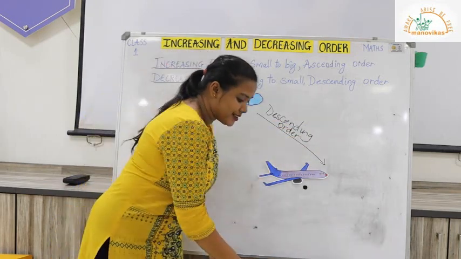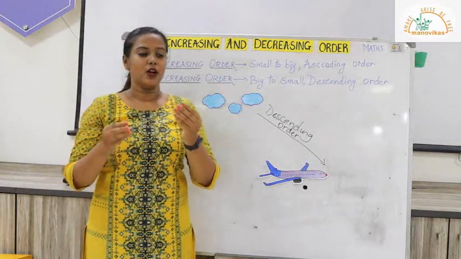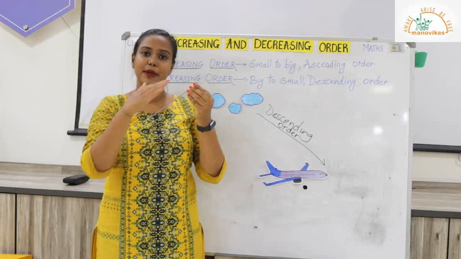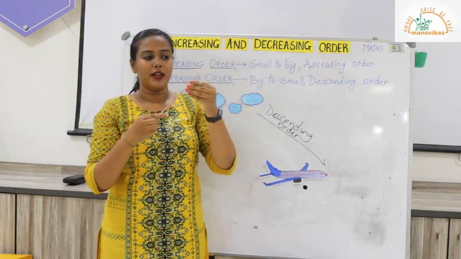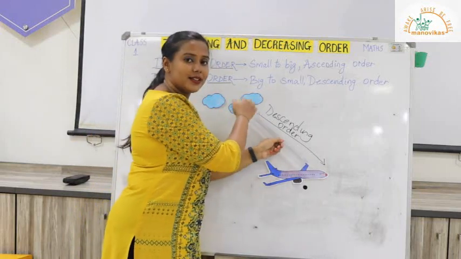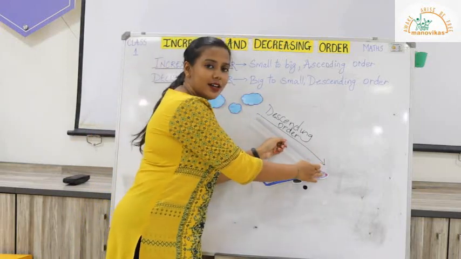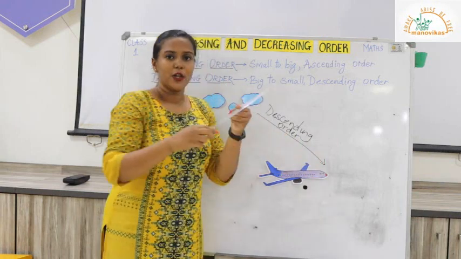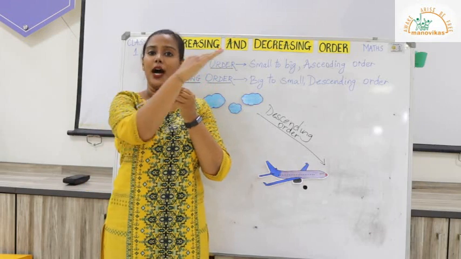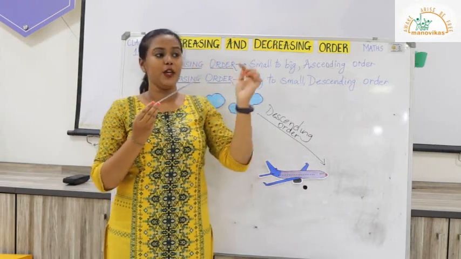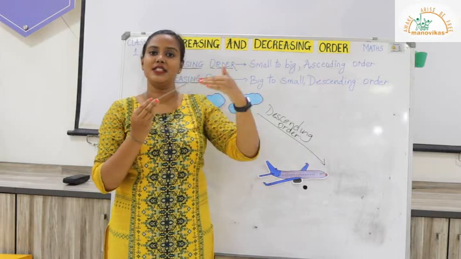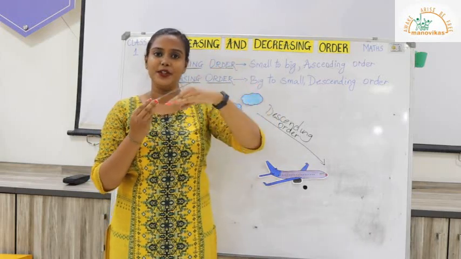So descending order is nothing but moving from a bigger number to a smaller number, or in other words, descending means to come down. So to come down, as you can see here, the plane has come down from the sky to the land or to the ground. So ascending order will be from small to big, that is you go up, and descending order would be you come down from a bigger number to a smaller number. So descending means you come down.